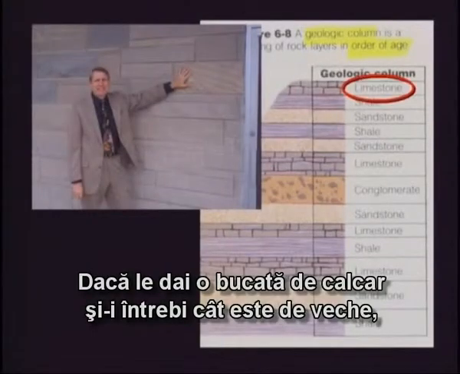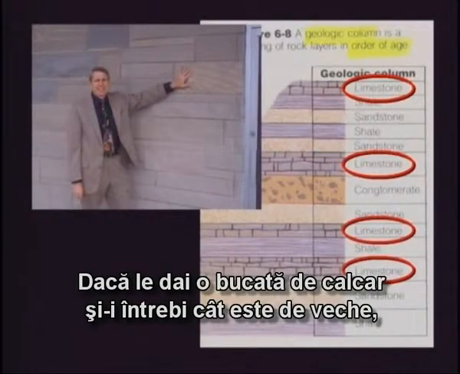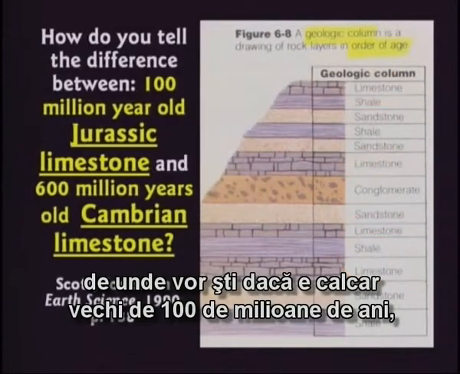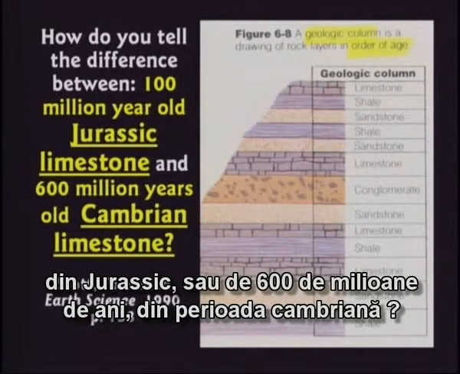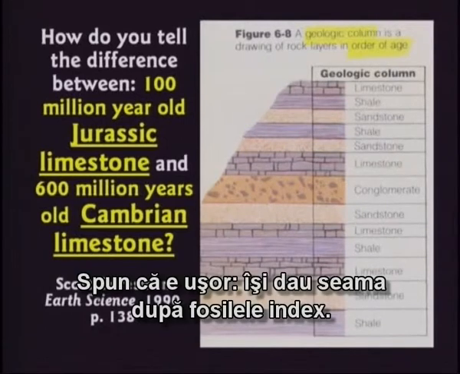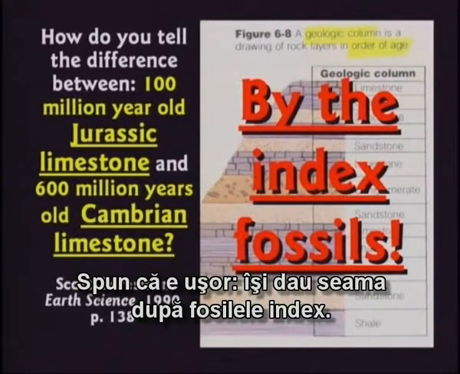I mean, if I just handed you a piece of limestone and said, how old is it? How would you know if it's 100 million year old Jurassic limestone or 600 million year old Cambrian limestone? I mean, they're both limestone. How would you know the age of it? Oh, that's easy. We would tell by the index fossils.